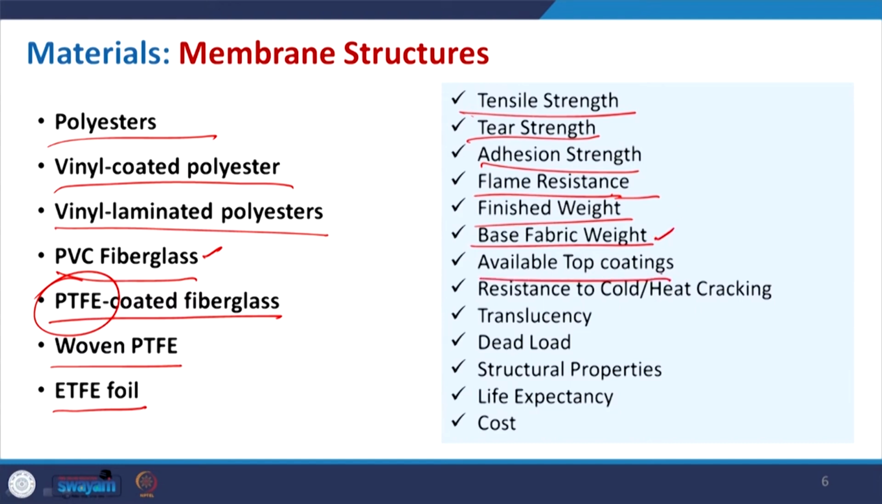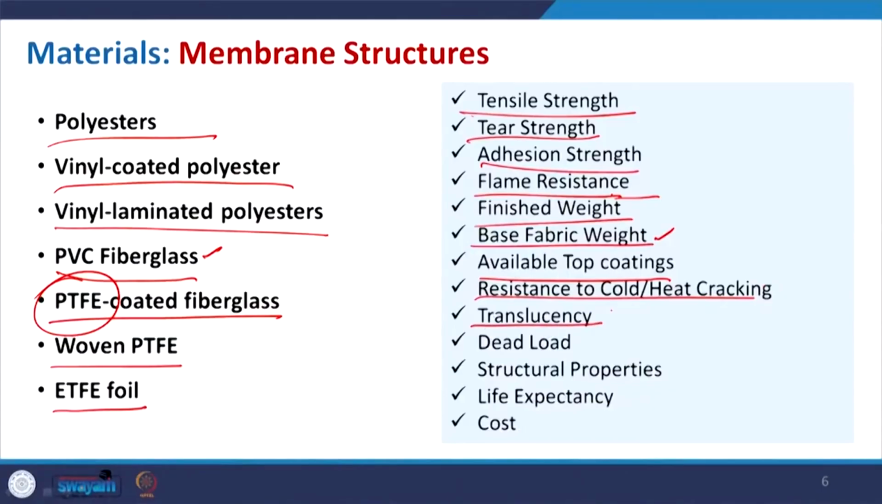Then there is the available top coating: whether the fabric that you select can be coated with something, or it is not compatible with any coating, in which case you should just use it for the purpose. So, that flexibility we have to check. Resistance to cold and heat cracking is another important parameter. Cold is for the cold region, and then heat. So, expansion and contraction have to be taken care of while selecting a material for the membrane.